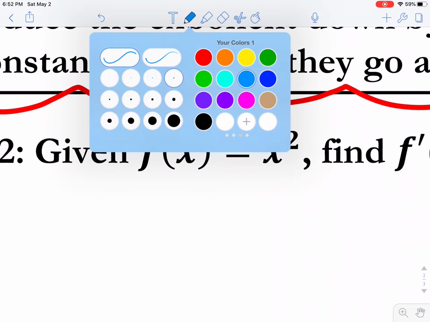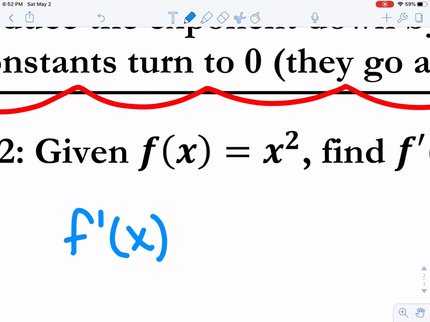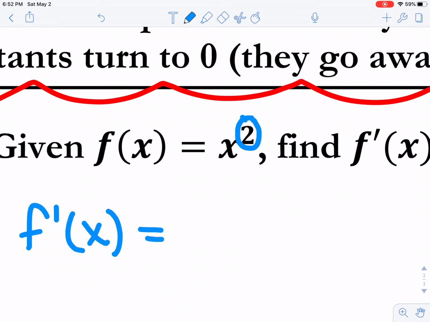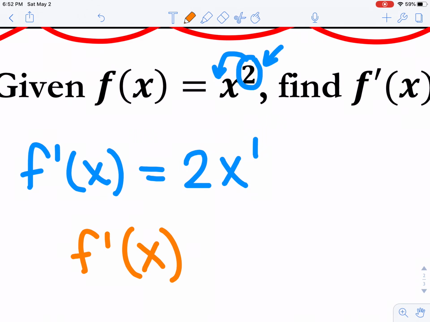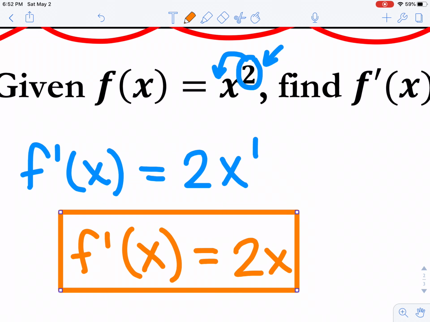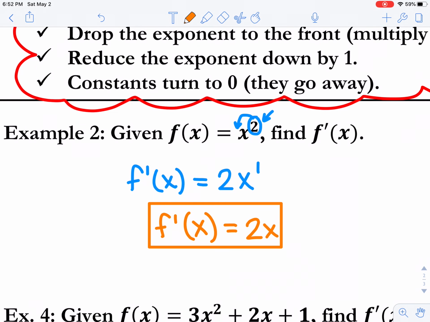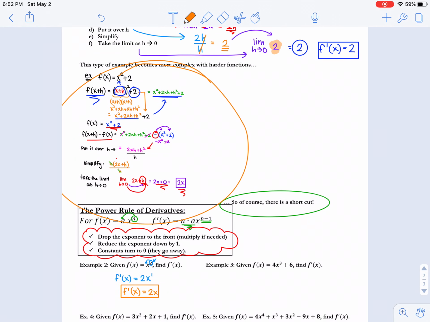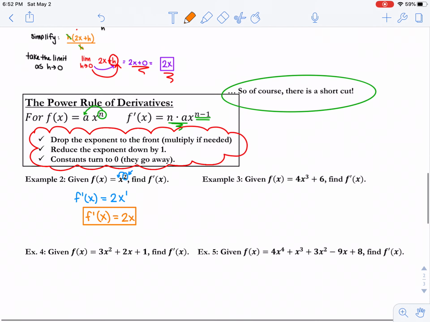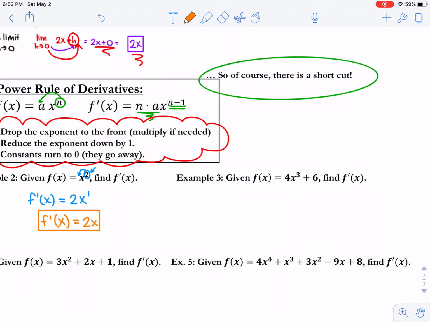First example, to find f prime of x, when f of x is x squared, we take the exponent, drop it to the front, and then reduce the power down by 1. So subtract 1 from the power. 2 minus 1 is 1. The way I would personally write this answer out is just f prime of x equals 2x, because since it's x to the first, I don't have to write that first power. It's the same thing as just a 2x. Instead of doing all of this, I just did the power rule and found the derivative, which is much quicker. Let's do a harder example though.